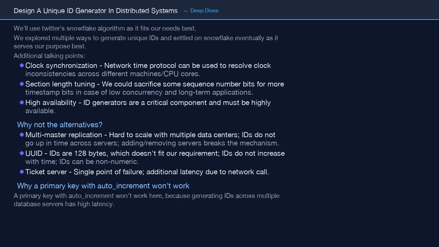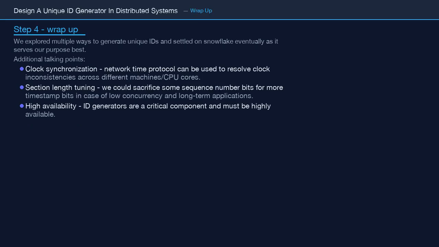And finally, why a primary key with auto-increment won't work. When you're generating IDs across multiple database servers, the coordination required introduces high latency, making it unsuitable for a distributed system at scale. Wrap up.